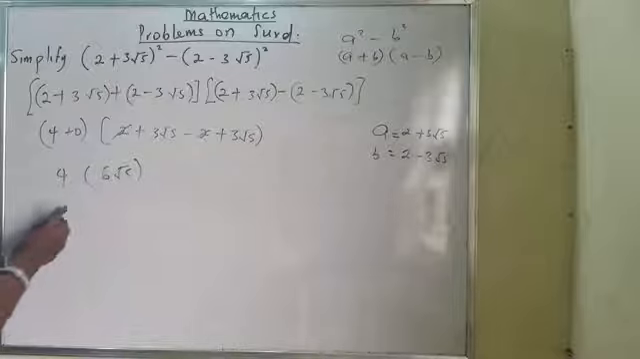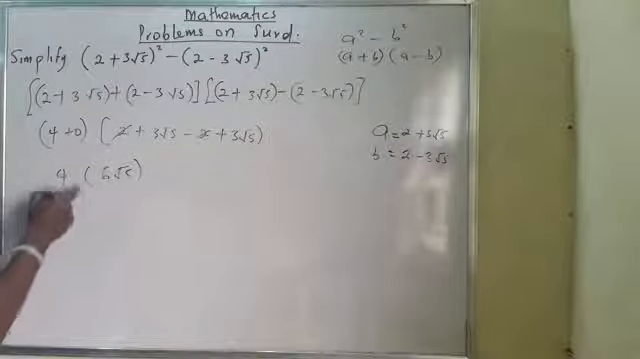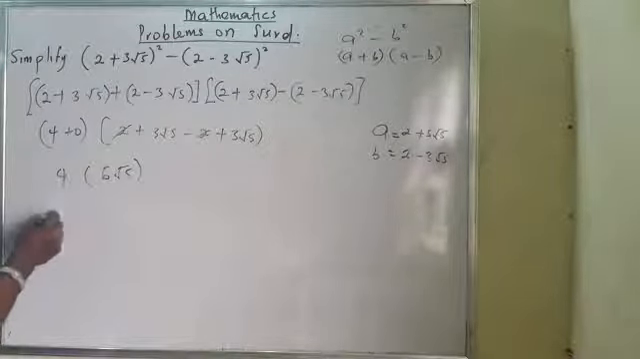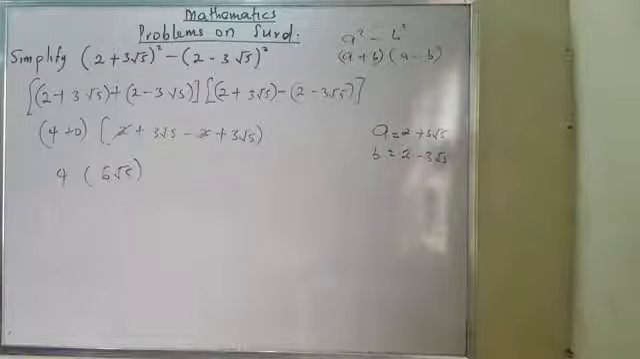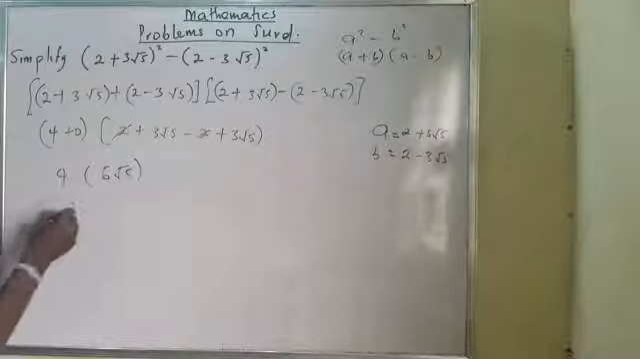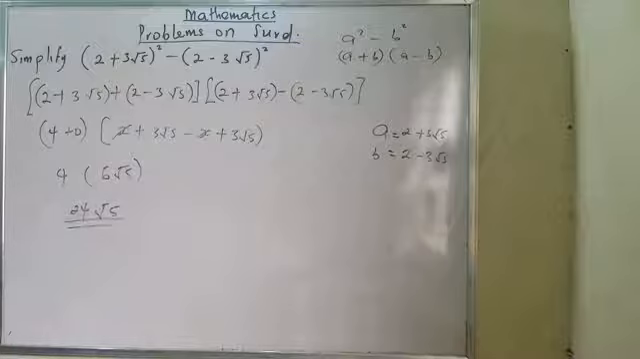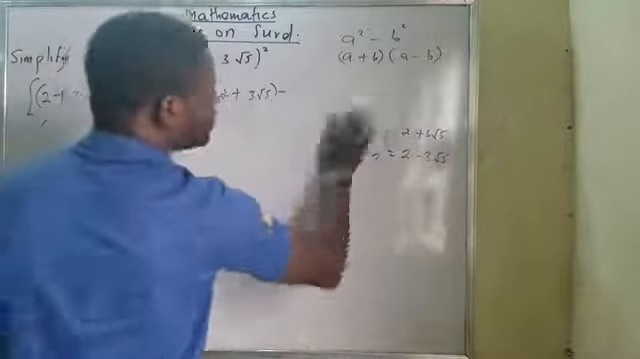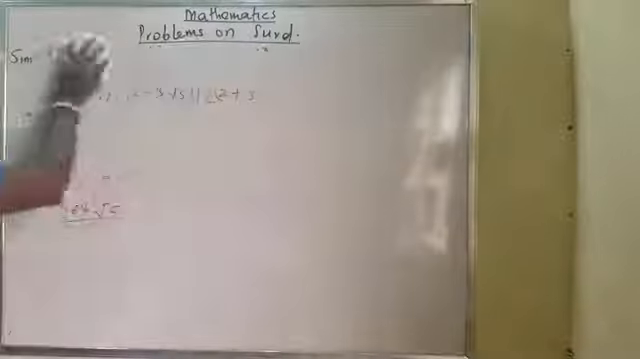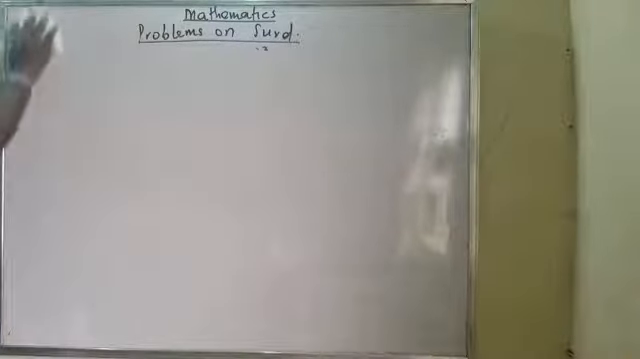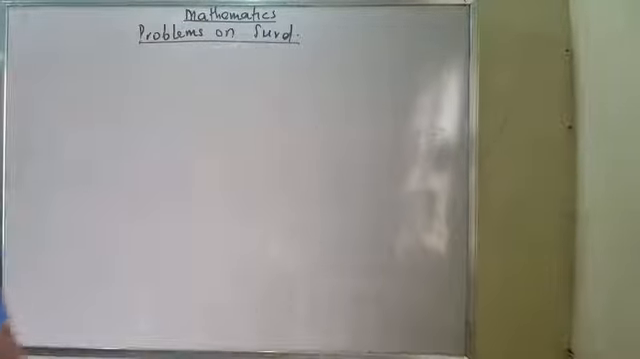Now, my final answer will be equal to 4 times 6 root of 5, which is 24 root of 5. That is my answer. Now, it's a problem that was dropped from one of my friends from, I don't know the country again, but check it and you will understand it. It's very, very simple. Now, look at another problem.